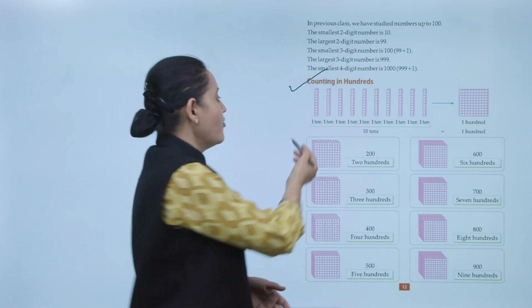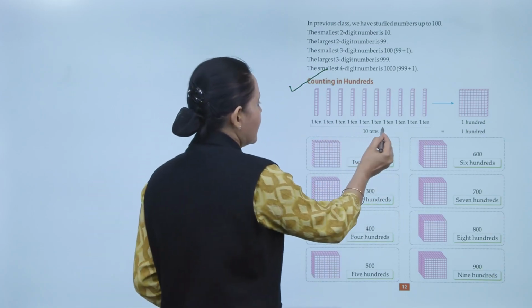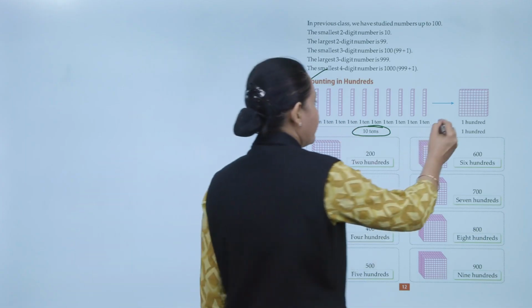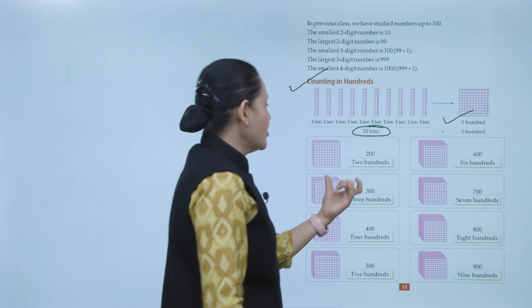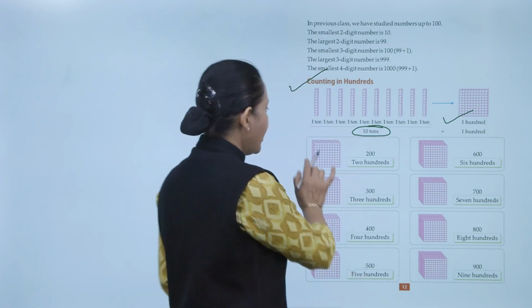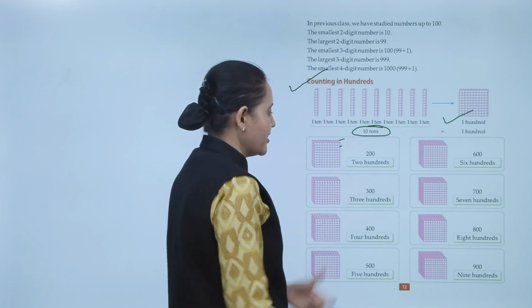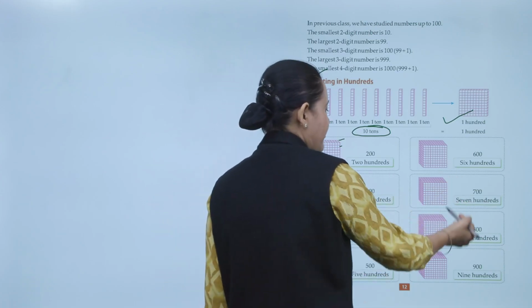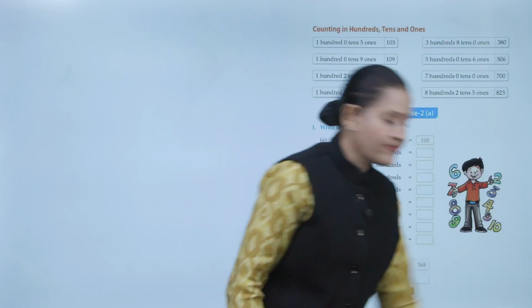Now 1, 10, how many 10? 10 tens. 10 tens means 100. Now 200. 100 के 2 block हैं, 1 and 2. So that is equals to 200. Like this, 300, 400, 500, 600, 700, 800, 900. 100 के block दे रखे हैं.